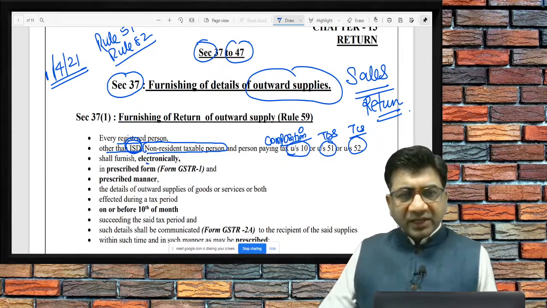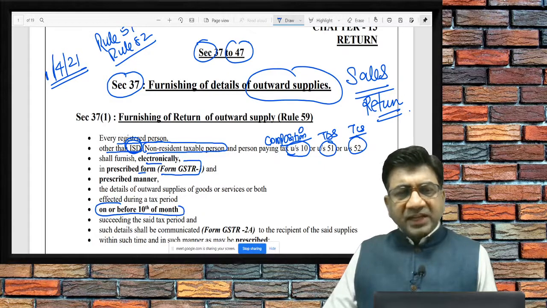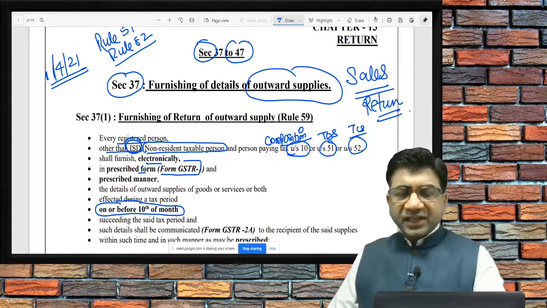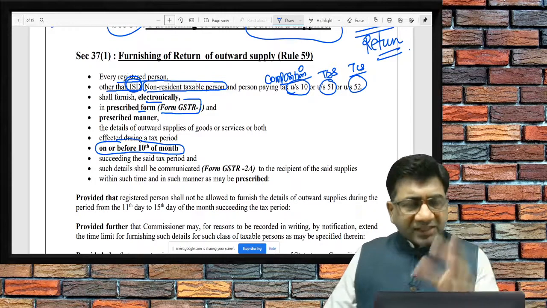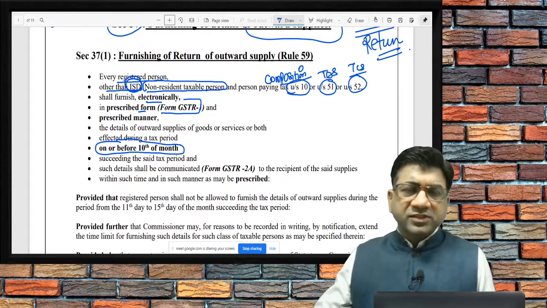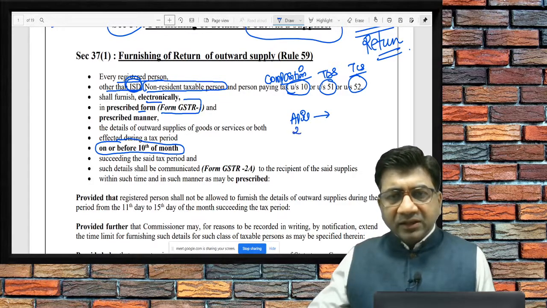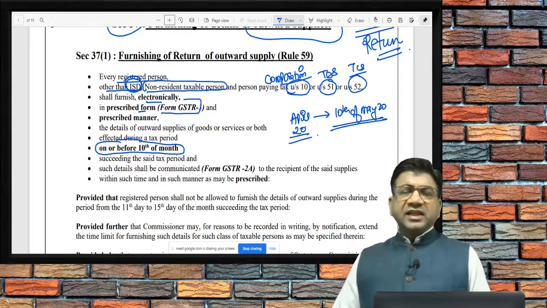Shall furnish electronically a prescribed return in form GSTR1, which has to be filed on or before 10th of the next month. Yes, GSTR1 is to be filed by all except 5 persons on or before 10th of the next month. So for the April month, this is the theoretical position. April 20, they have to file the GSTR1 by the 10th of May 20.